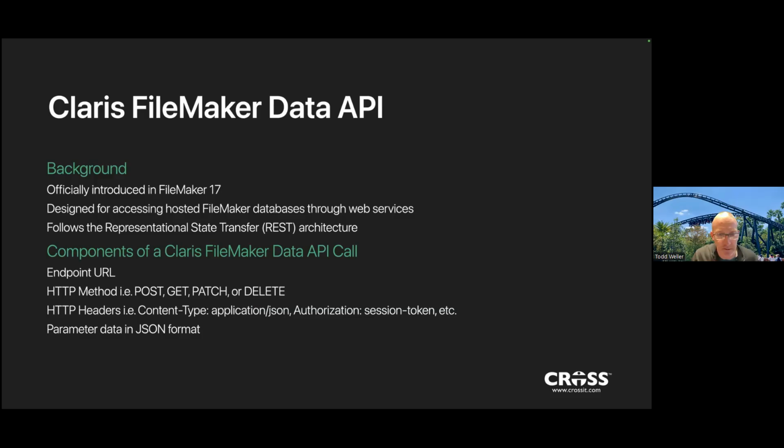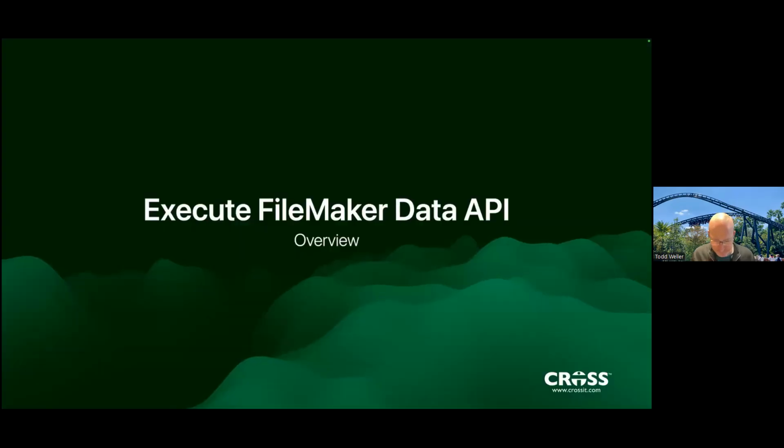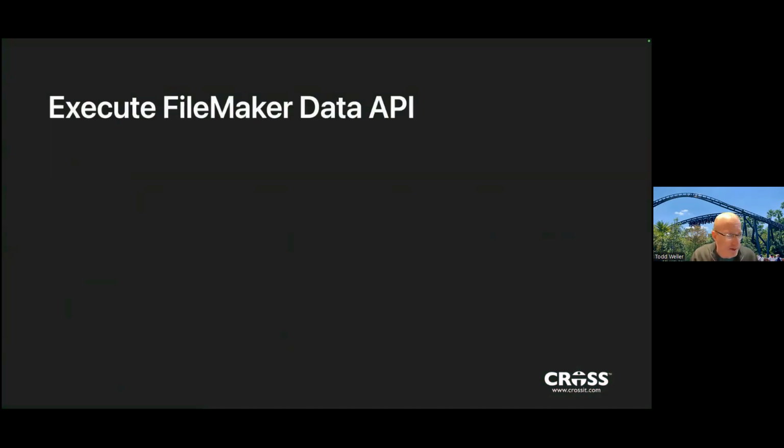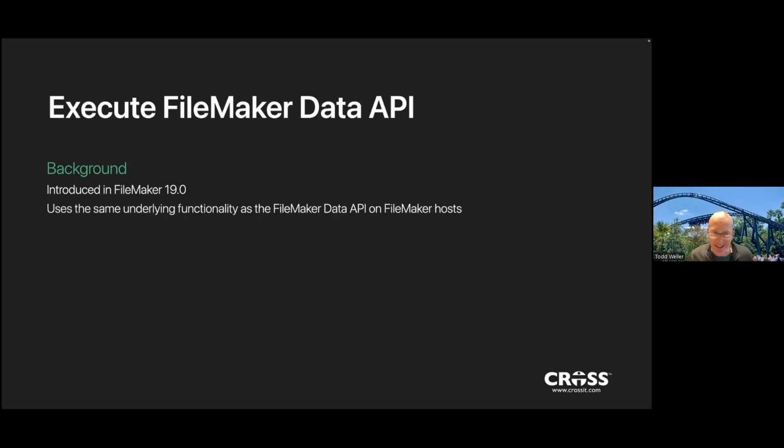So that's the Data API, and that's all we're going to talk about. Part of the reason why we talk about that is that the information there applies to what we can do with the Execute FileMaker Data API script step. The script step was introduced with FileMaker 19. It uses that same underlying functionality as the FileMaker Data API on FileMaker hosts. And at the time it was introduced, the only supported actions were read and metadata.